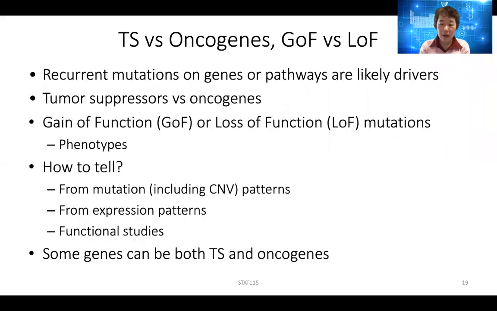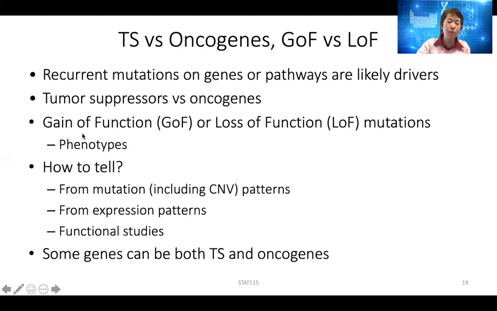Yeah, so in the last lecture, Dr. Getz mentioned that using mutation analysis, you can try to find genes that are recurrently mutated. In general, the hypothesis is that if genes or pathways are recurrently mutated in tumors, they are likely drivers, right? This includes tumor suppressors and oncogenes. Tumor suppressors prevent tumors from happening, whereas oncogenes drive tumor growth.